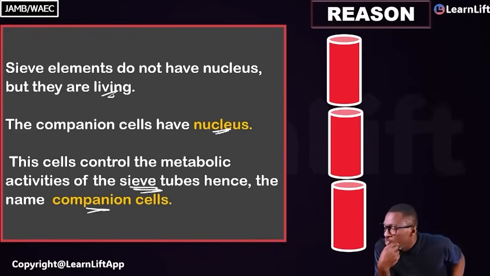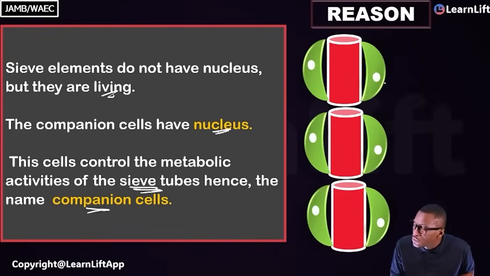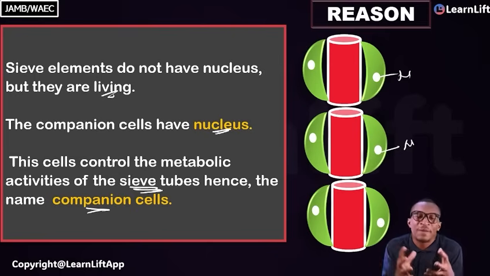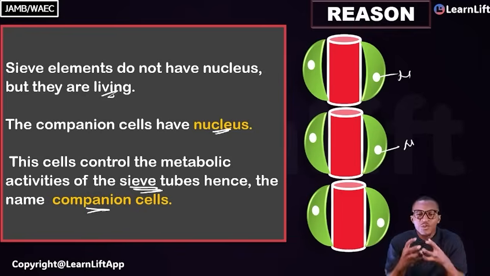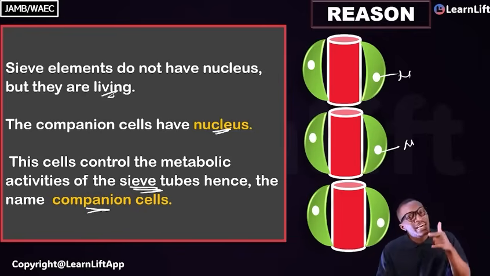So, attached to these sieve tubes are what we call what? Look at it, cells that have a nucleus. These are their nuclei. Because these cells that are attached to the sieve tube have a nucleus, we now call those cells companion cells. They are helping the sieve tubes to carry out metabolic activity because they have a nucleus. Do you understand that?